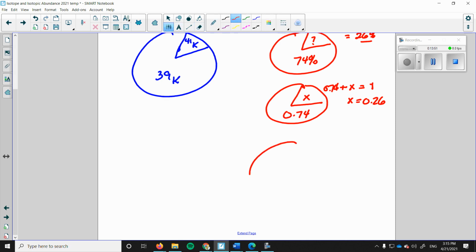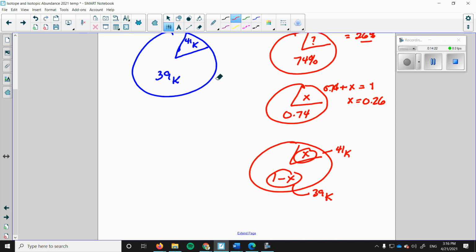I can say, okay, if this is going to be X, this is going to be 1 minus X. Right? So 100 minus X. And I'm going to use this system over here to figure out what my proportion of each isotope is. So this is going to be my percentage of the isotope potassium 39. And this X, just on its own, is going to be the percentage of potassium 41.